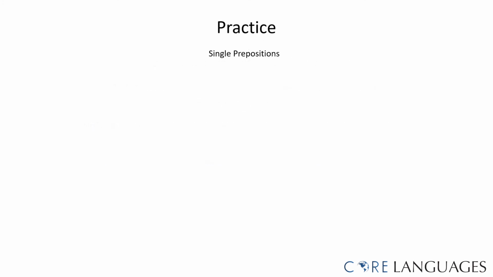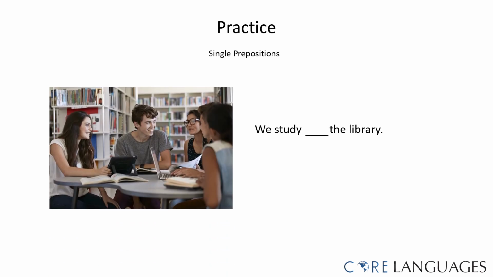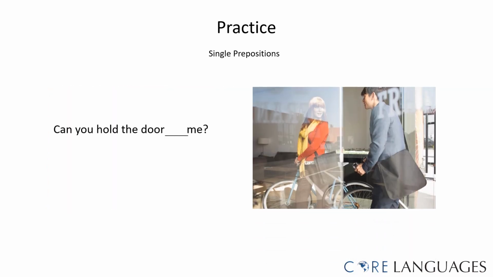Look at the following 2 pictures and sentences. We study the library. What single preposition could be used to demonstrate the relationship between we and the library? We could say, we study in the library. How about this sentence? Can you hold the door, me? Here we could say, can you hold the door for me?